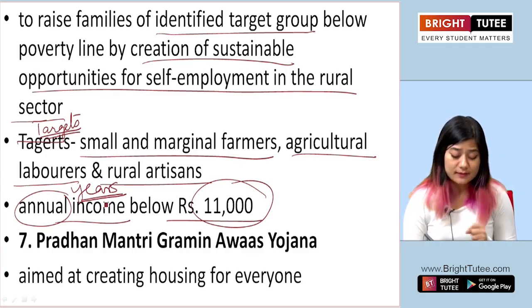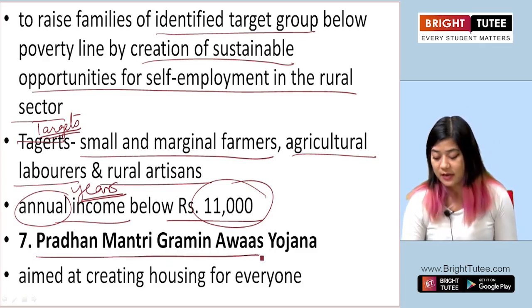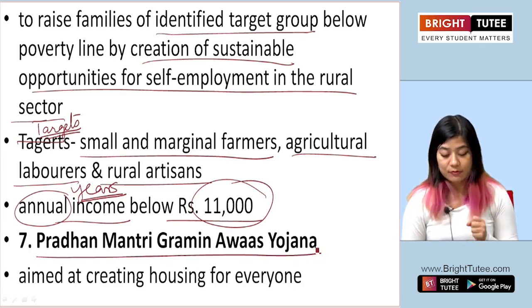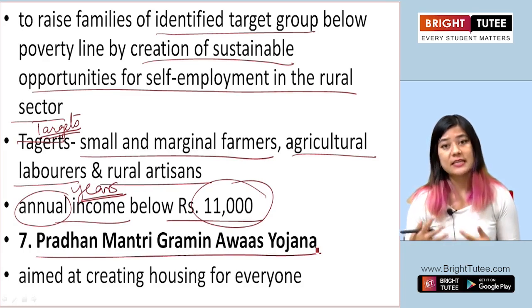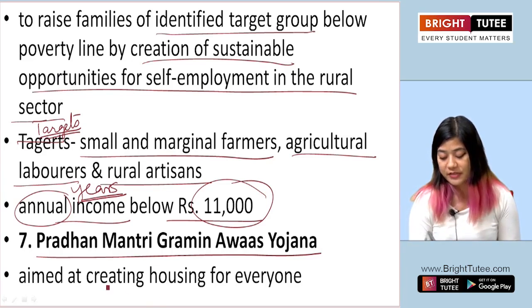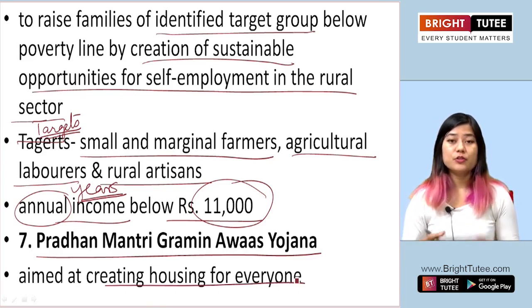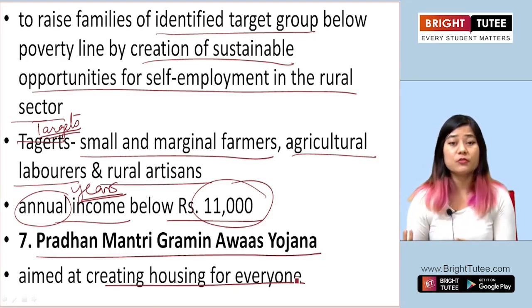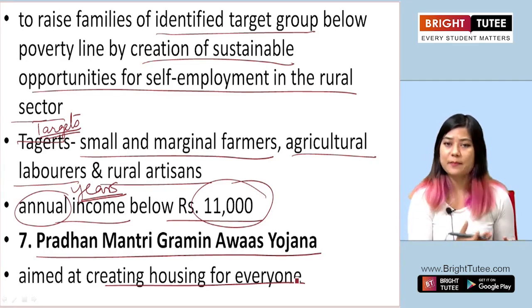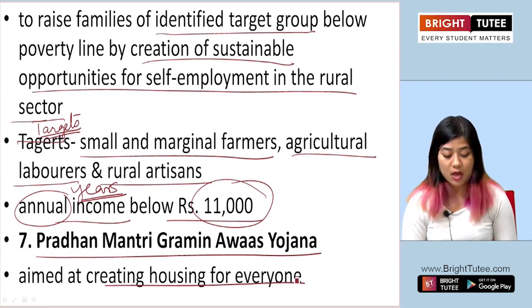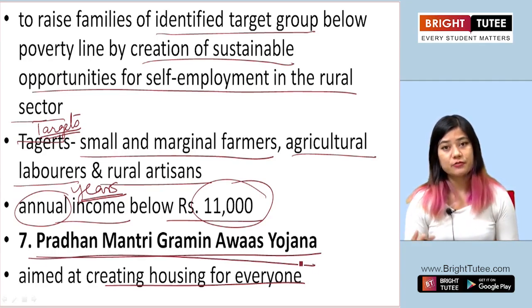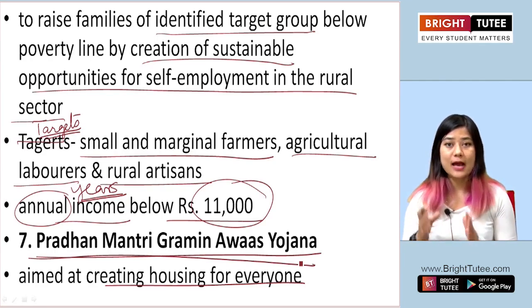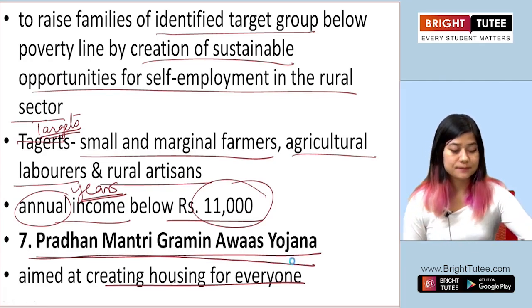Okay. The next program is called Pradhan Mantri Gramin Awas Yojana. Now this scheme was introduced mainly for creating housing for everyone, to provide housing facilities for everyone. In India, there are so many people without a house. They live in small makeshift tents on the roadside, below the bridge, on the road, everywhere. We see it everywhere. You look at the beggars, how they live, right? They don't have a house. So this scheme was introduced for making sure that people had basic housing facilities.